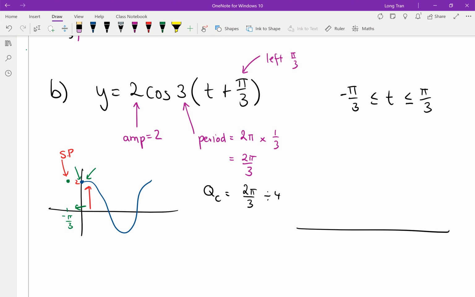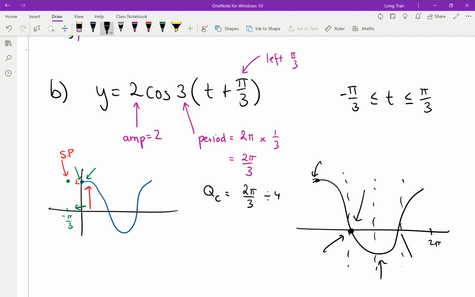Our cos graph looks like this. That's how long it takes, 2 pi, but I only need a quarter. I need to know this is the half, and then that's your maximum. So the next one is a quarter, that's 3/4. I need to know how long it takes to get to the center. So maximum, center, minimum, center, maximum again. See what I'm doing? I'm trying to find how long it takes to get to the center.